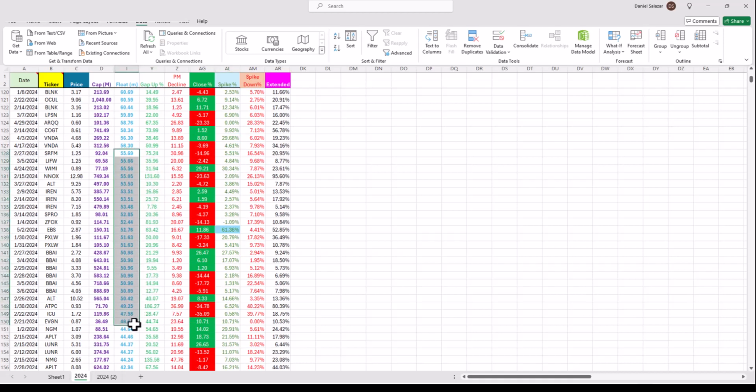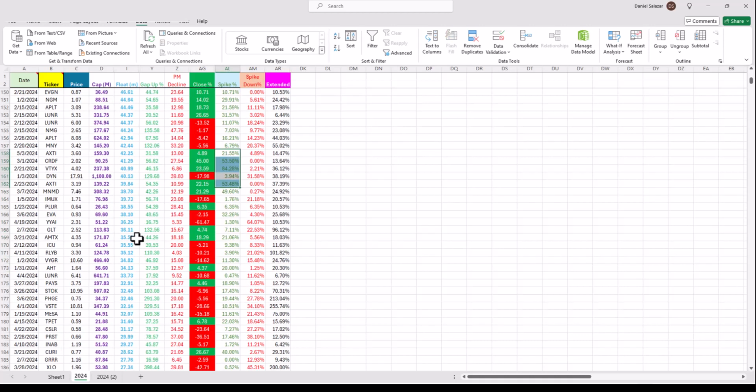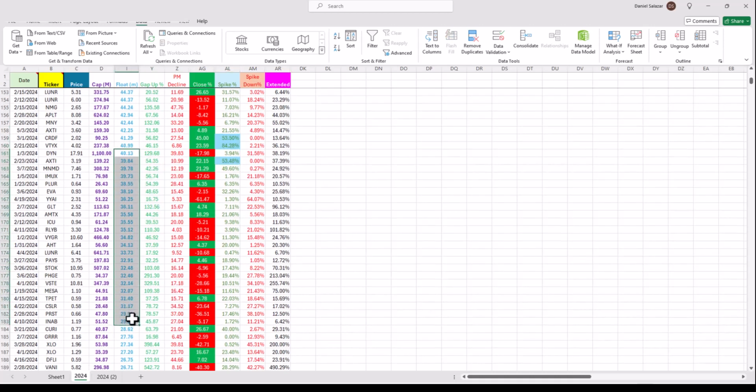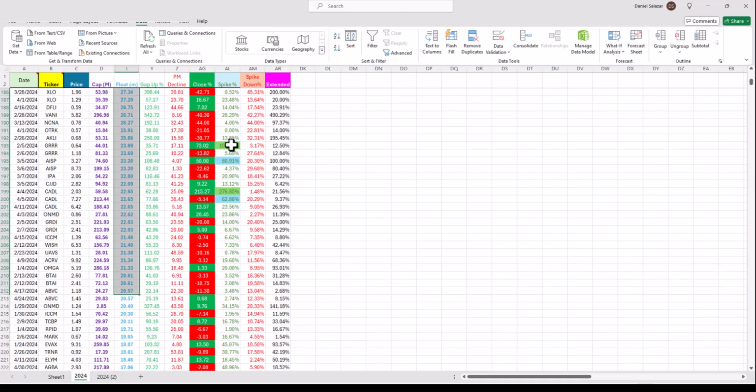Now we're at the 50s, 40s. You start seeing a little more. 30s. See, now we're going to the 20 floats. As you can see here in the 20s, it starts to spike more. You start seeing more 100%ers, 50%ers. This is 103, 80, 276.